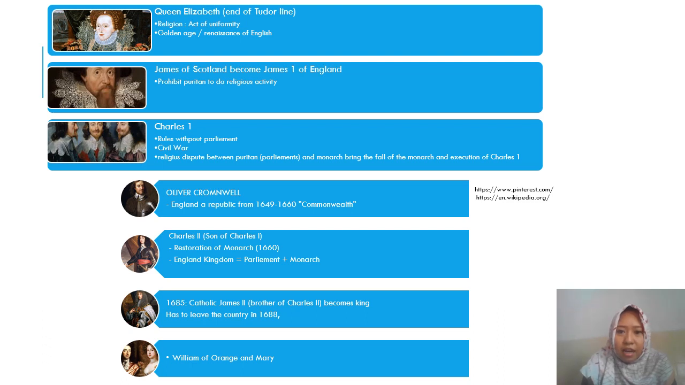Okay, first of all, I would like to present the reign from Queen Elizabeth up to Queen Mary. In the last session, we have already discussed the Queen Elizabeth period, Elizabeth I. After the death of Queen Elizabeth, this is the end of the Tudor line. Then the reign of Queen Elizabeth is replaced by James of Scotland, James I.